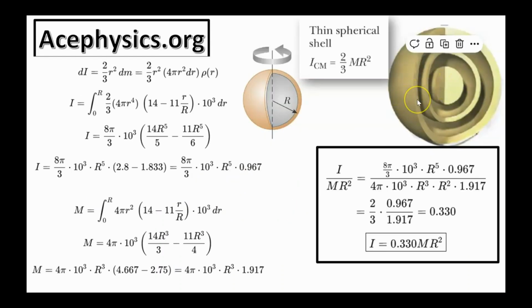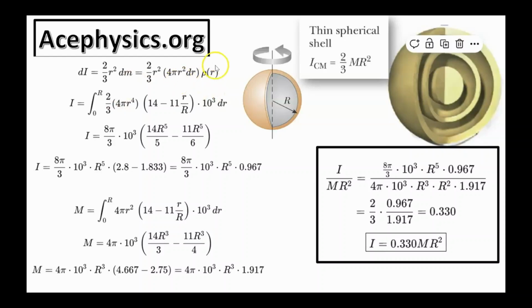To solve this problem, we're going to break the Earth up into many small spherical shells. We're going to calculate the moment of inertia of each spherical shell and sum them all up to give the total moment of inertia of the Earth. The moment of inertia of a spherical shell is 2/3 mr squared. The moment of inertia of an individual subshell of the Earth is 2/3 dm r squared. dm is the mass of one of these shells.